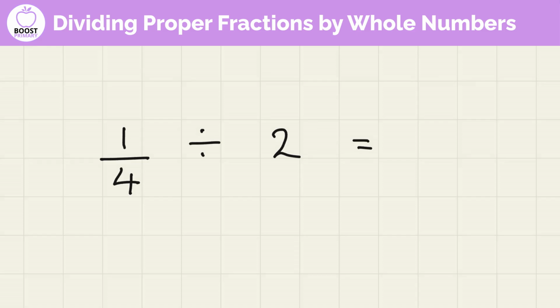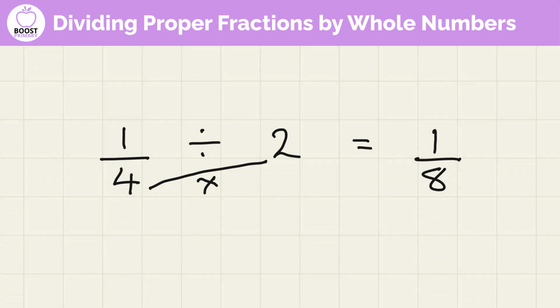I'm going to make 1/4 2 times smaller by making the denominator 2 times larger. So I'm going to do 4 multiplied by 2 equals 8. And this time, I'm going to keep the numerator the same. 1/4 divided by 2 equals 1/8. I've made the fraction 2 times smaller by making the denominator 2 times larger.